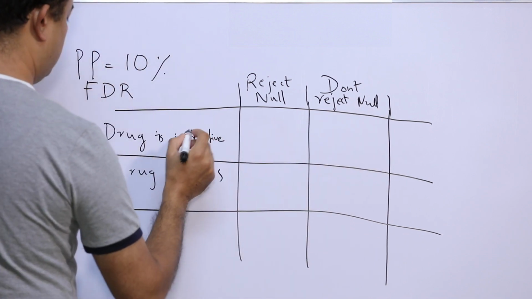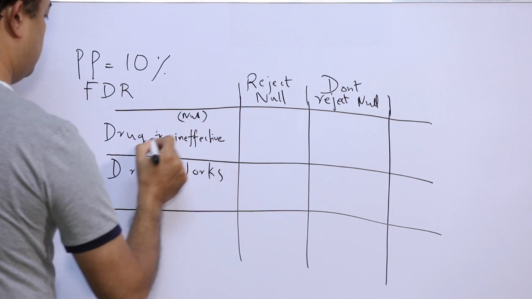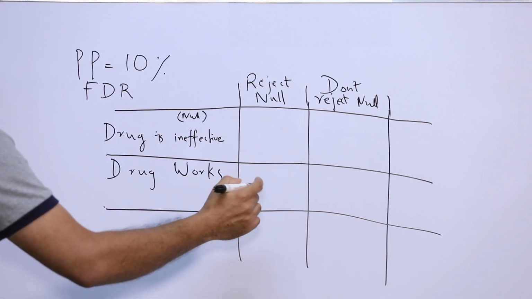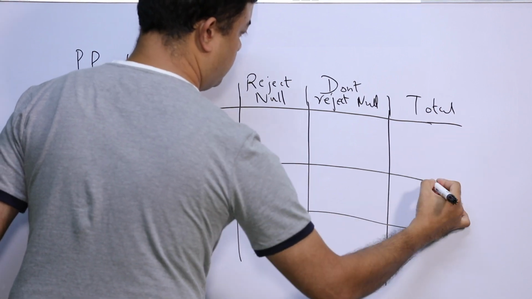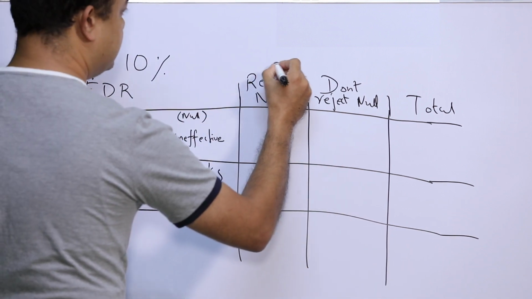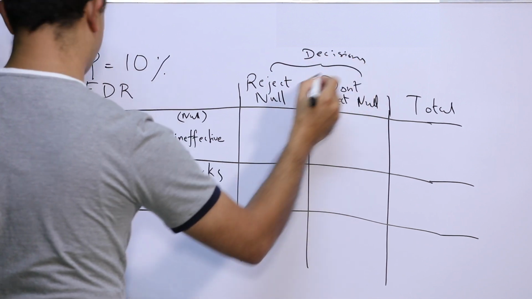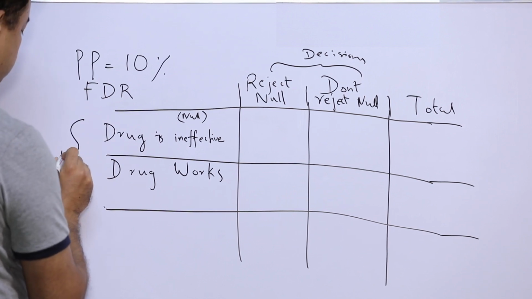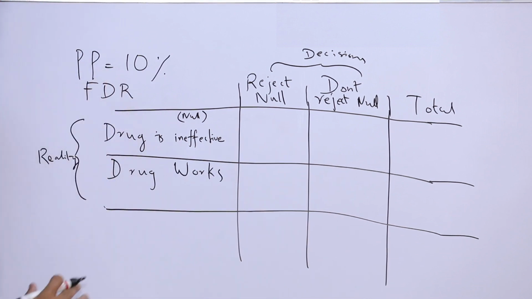So well, this is our null hypothesis, right? This is null: drug is ineffective. So basically this is a 2 by 2 table. Here we can also put one more thing, total. Fine. So in this 2 by 2 table, these are our decisions, while this is the reality. Right. So what is known here is that the prior probability is 10%.